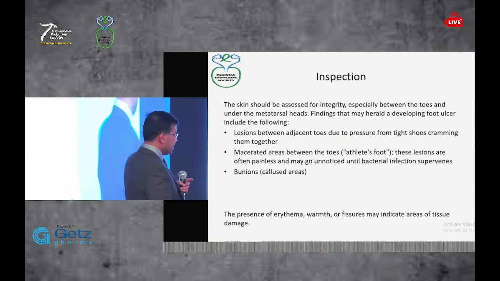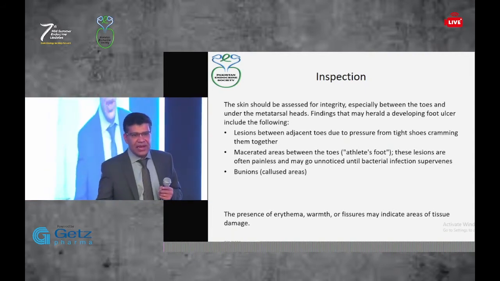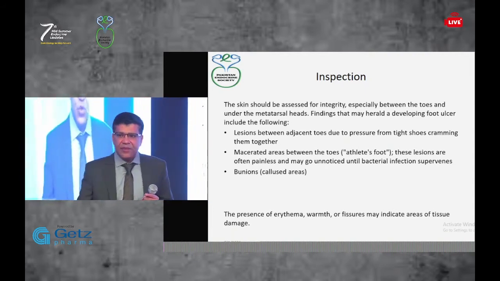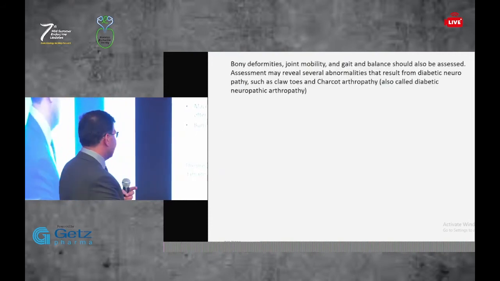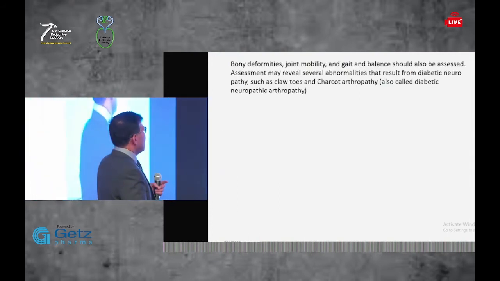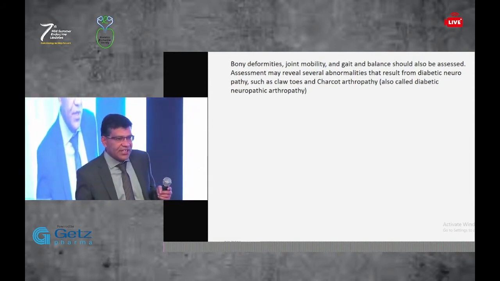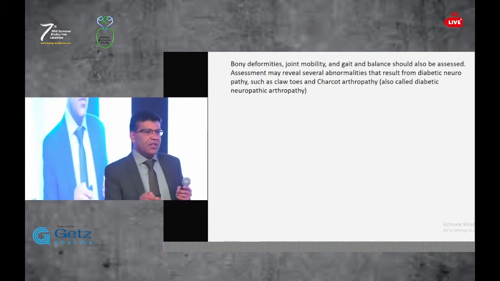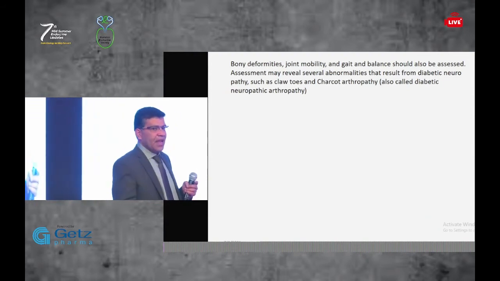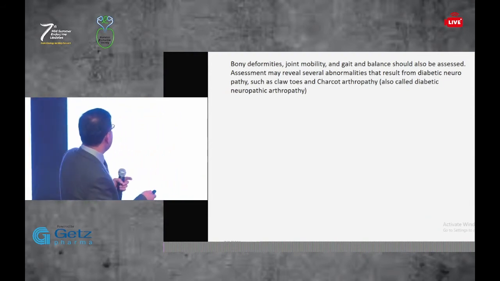The presence of erythema, swelling can be a sign of tissue damage, that is inflammation or infection. Bony deformities should be checked. The joint mobility should be checked, whether they have bony deformity and how they are.